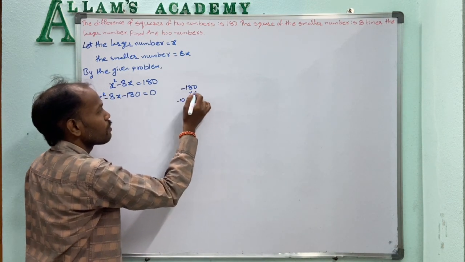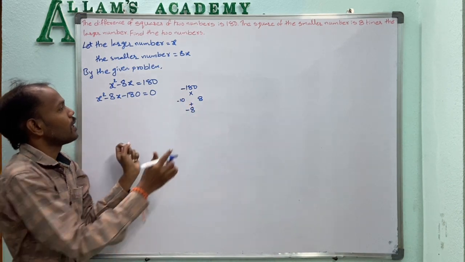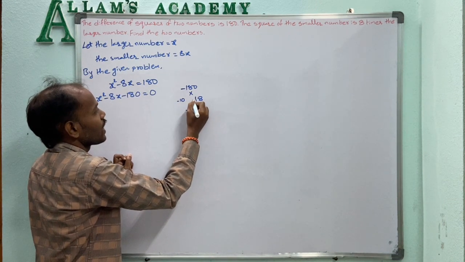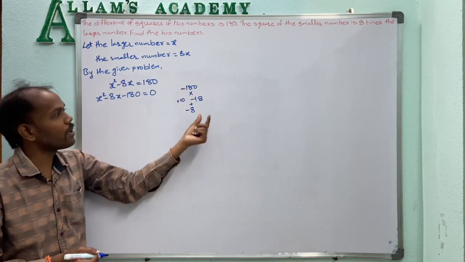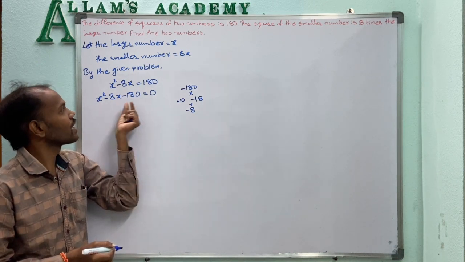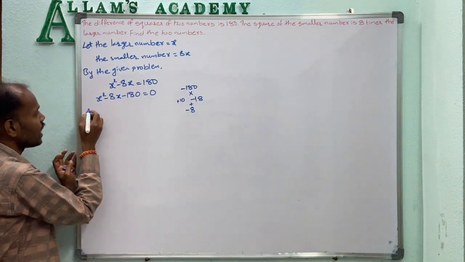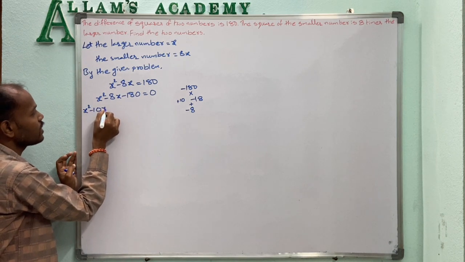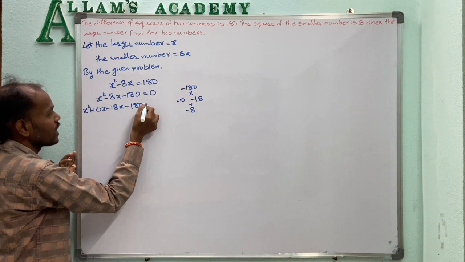So minus 10 into plus 18 is minus 180, but minus 10 plus 18 does not give minus 8. So minus 18 plus 10: the product is minus 180, and minus 18 plus 10 is minus 8. So now, in place of minus 8x, we take plus 10x minus 18x. Now writing x square plus 10x minus 18x minus 180 equal to 0.